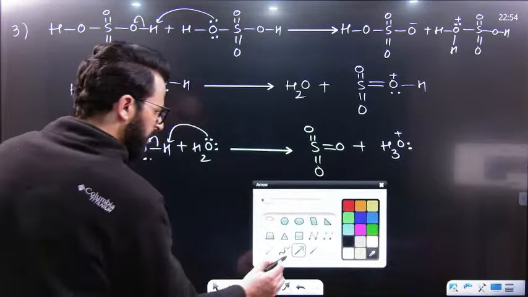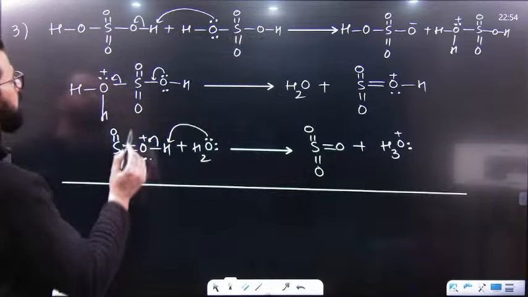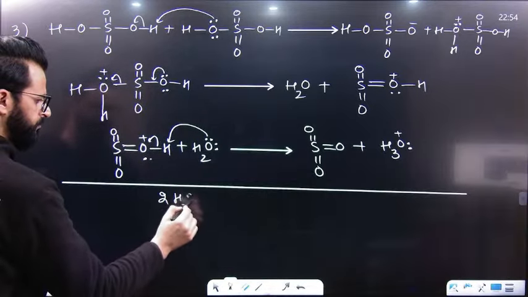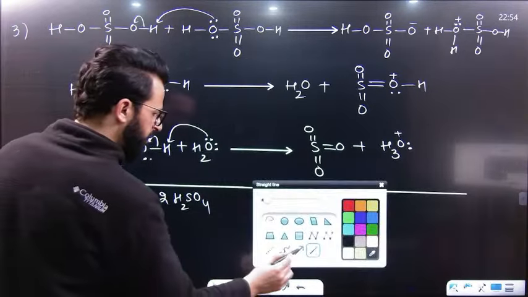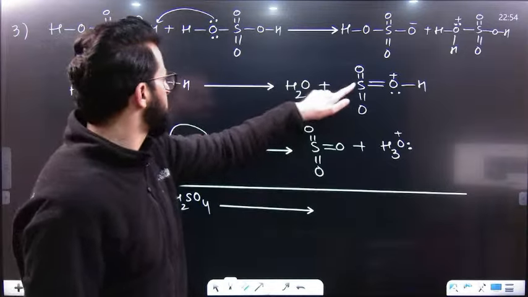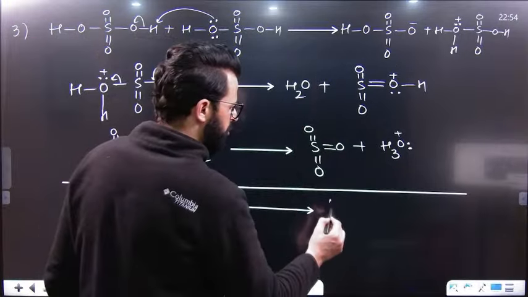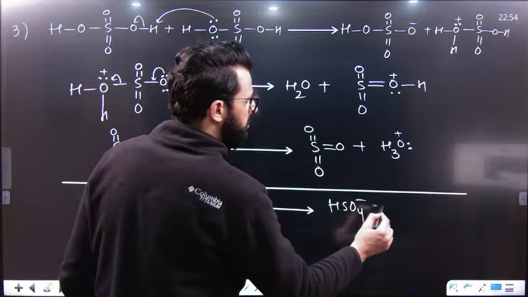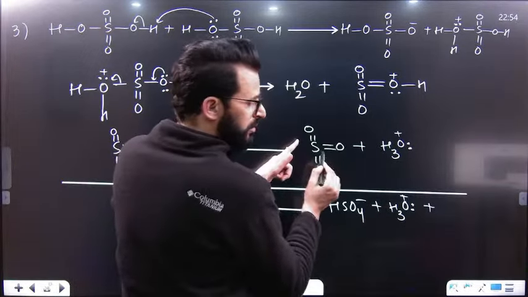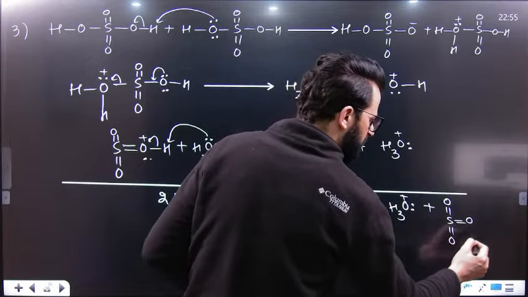But here, if I write down the overall net reaction, then it is like this. One H2SO4, another H2SO4. That means twice H2SO4. It gives us what? This and this will be cancelled out over here. This will be cancelled out with that. This is HSO4 minus. Then it is H3O positive. And then it is SO3. That means it is basically SO3.